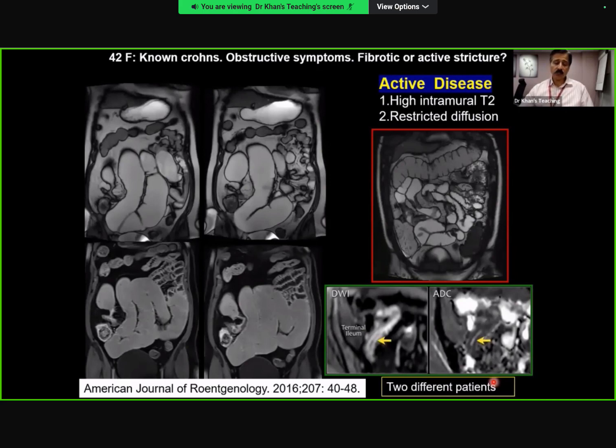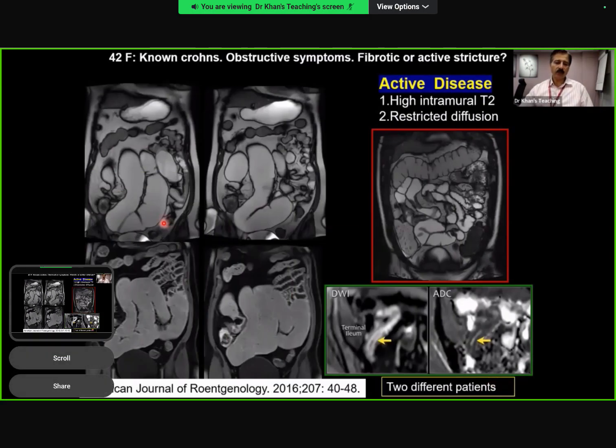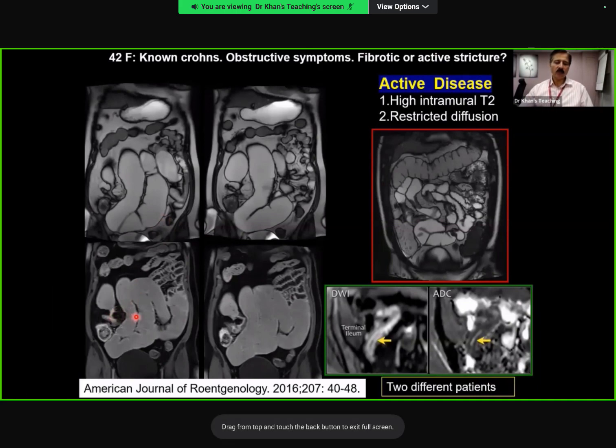There is a lot of literature about how you differentiate between a fibrotic stricture versus an active stricture. This is a viva question also, and the answer is a DWI sequence. Now, if you look here, there is a stricture and it enhances on post-contrast. Please remember, a fibrotic stricture can also enhance, though it will not be very thick, etc. But on a DWI sequence, there is a black and white difference between a fibrotic and an active stricture.